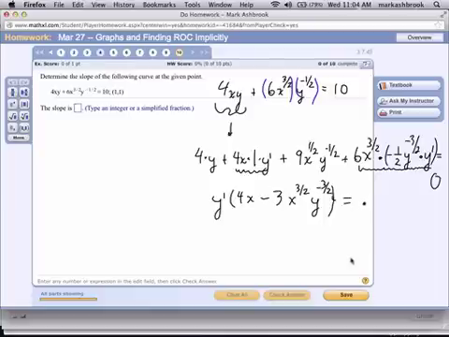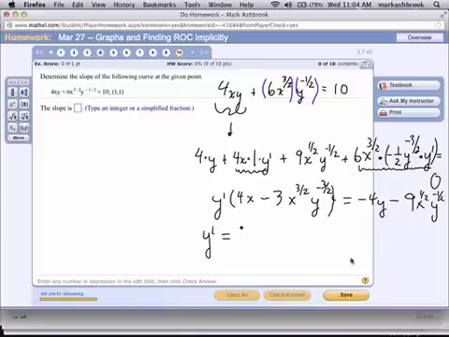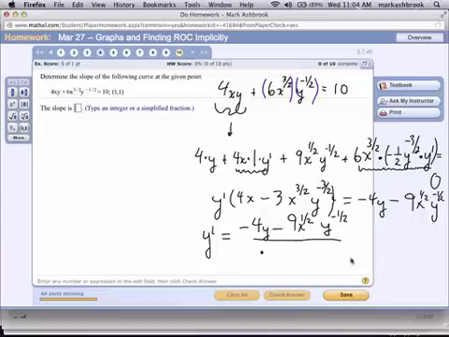Right hand side, negative 4y minus 9x to the 1/2, and divide. So these were the ones that lots of you missed, the majority, the highest miss rate. Did I lose you? If I lost you, please ask a question.